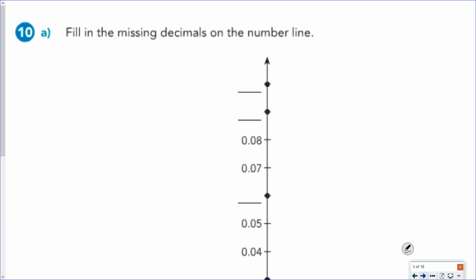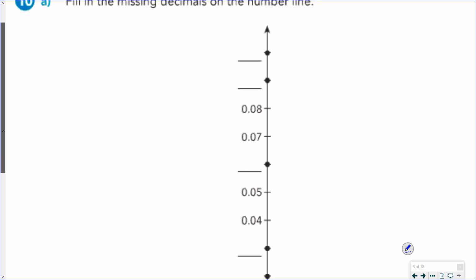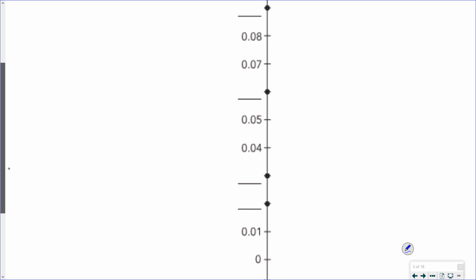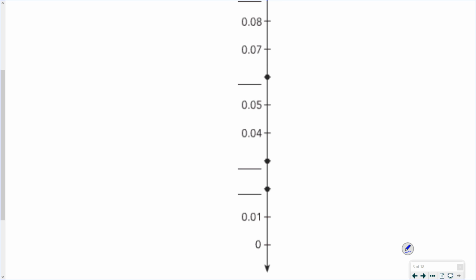All right, so for number 10 here, we need to fill in the missing decimals on the number line. And you can see our number line extends all the way down. And we start with 1/10, or I'm sorry, 1/100th down here at the bottom. And then we have a space, and then we have 4/100ths. So that means that this missing value is 2/100ths, and this missing value then would be 3/100ths.